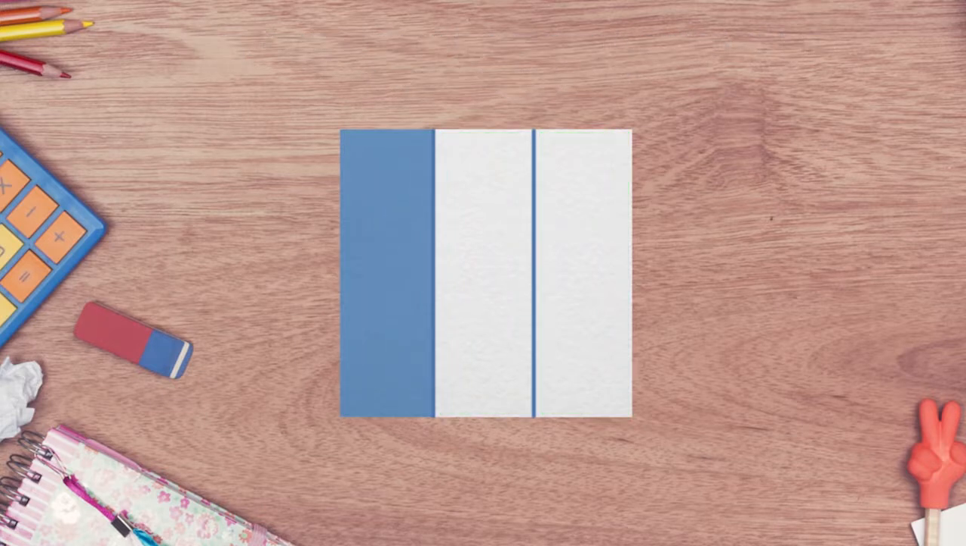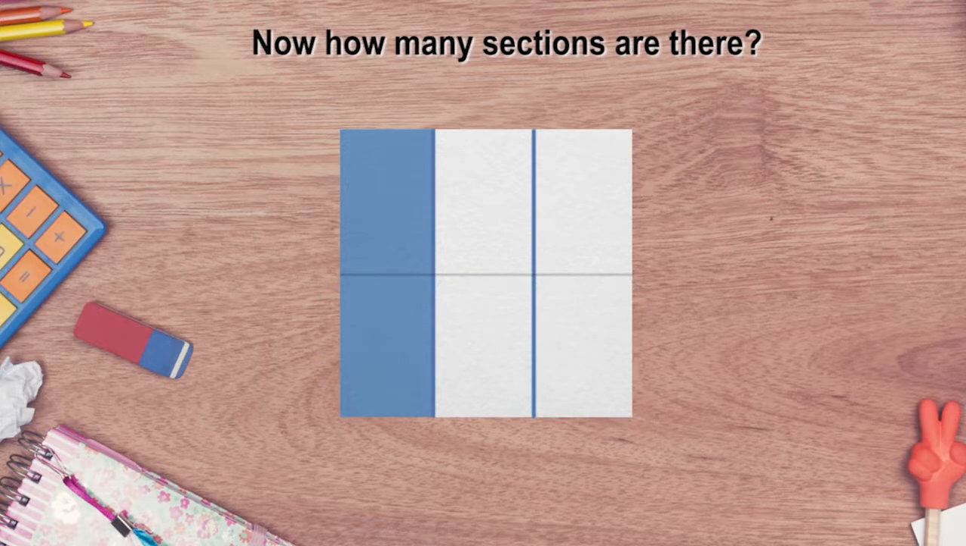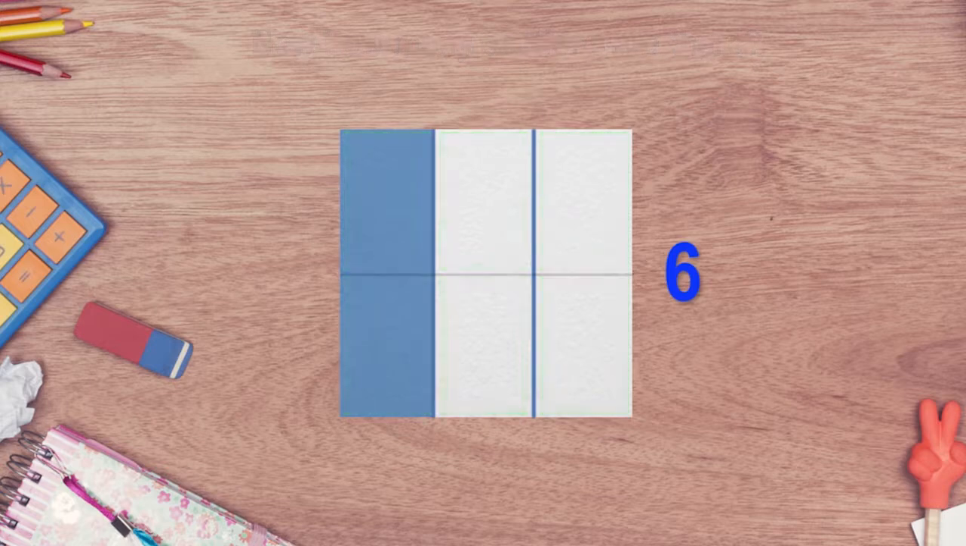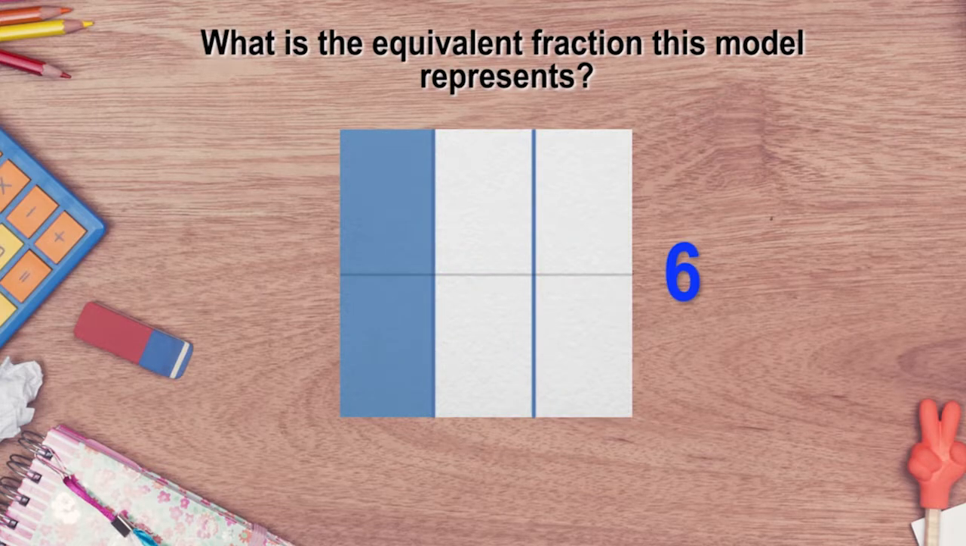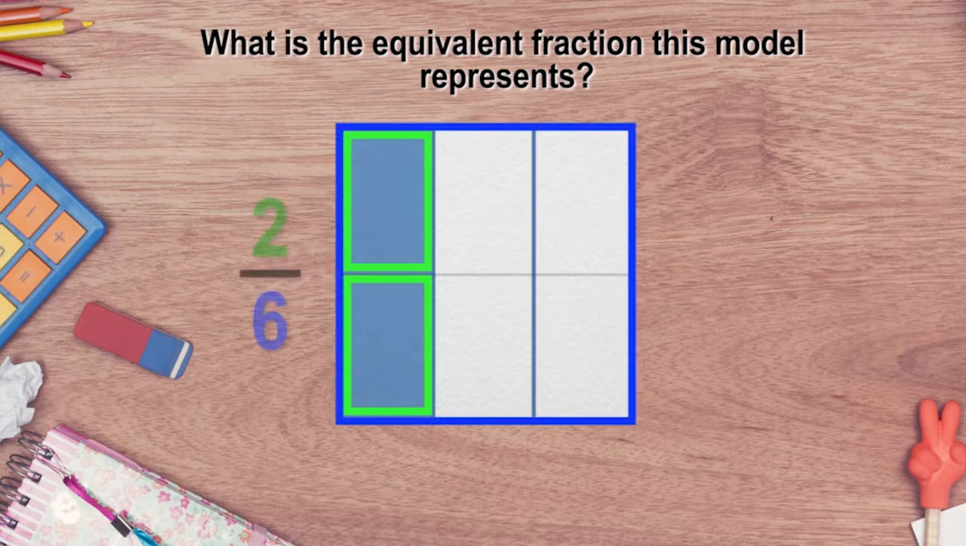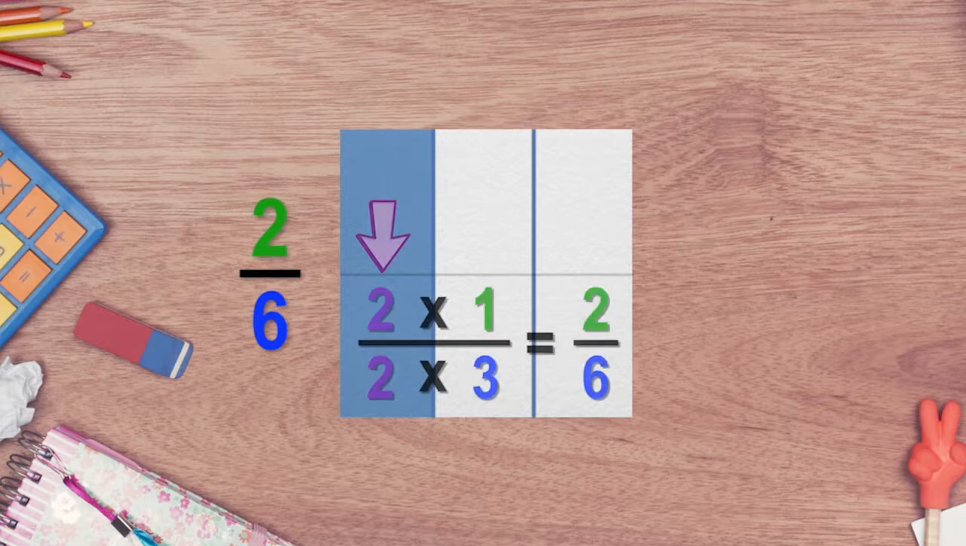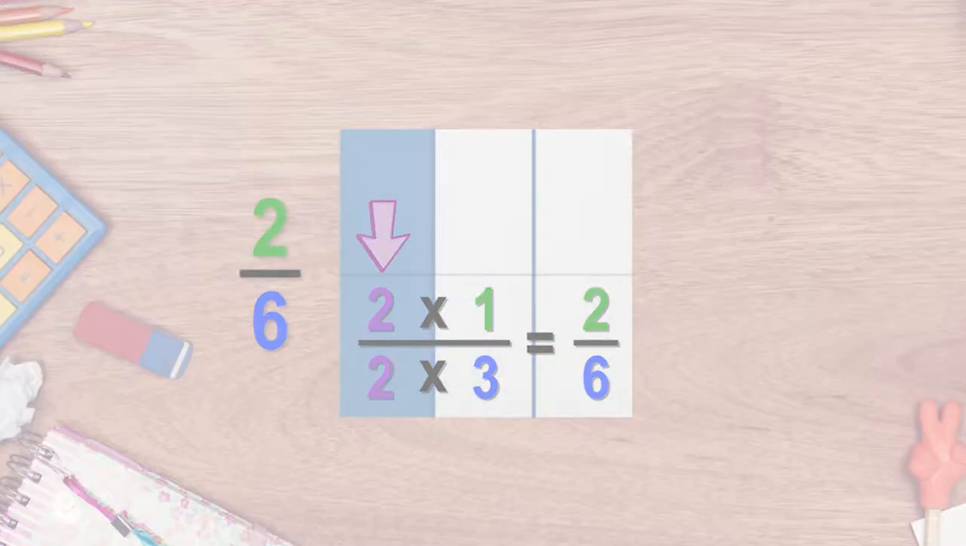Let's fold the model in half. Now how many sections are there? It looks like 6. What is the equivalent fraction this model represents? 2 shaded sections of 6, or 2/6. The total number of pieces and the number of shaded pieces is 2 times as many as it was before. 1/3 is equivalent to 2/6 because 2 times 1 over 2 times 3 equals 2/6.